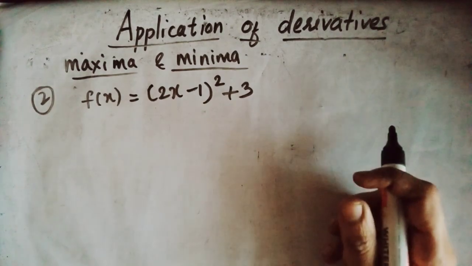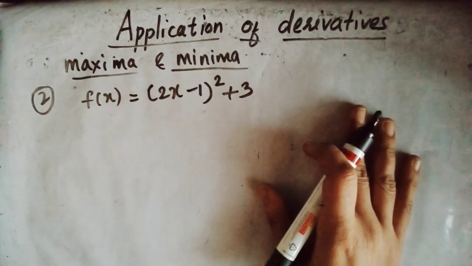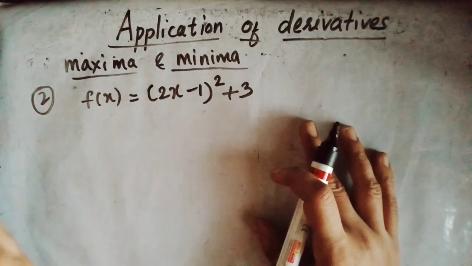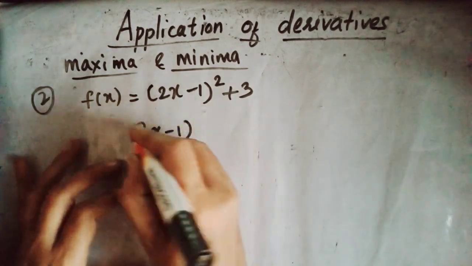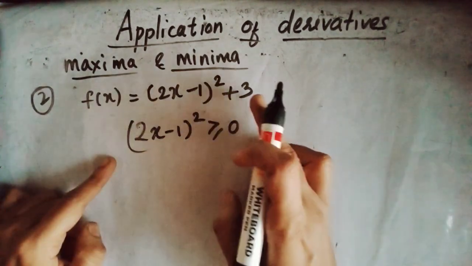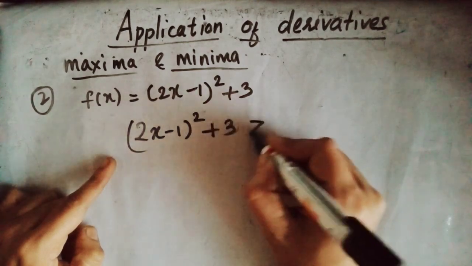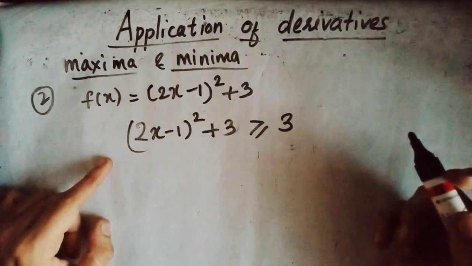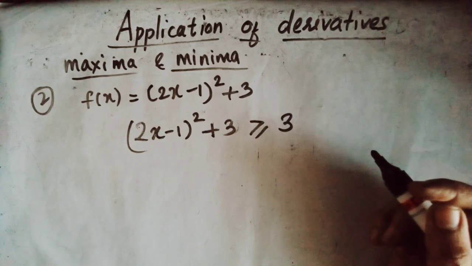let's solve this. So you have to find the maximum or minimum value. Okay, so we know that any square quantity is always greater than or equal to 0, right? So you can write here (2x minus 1) square is greater than or equal to 0. Okay, now I'm going to add 3 to this. So this will be 3. Okay, so for every x belonging to R it is given.